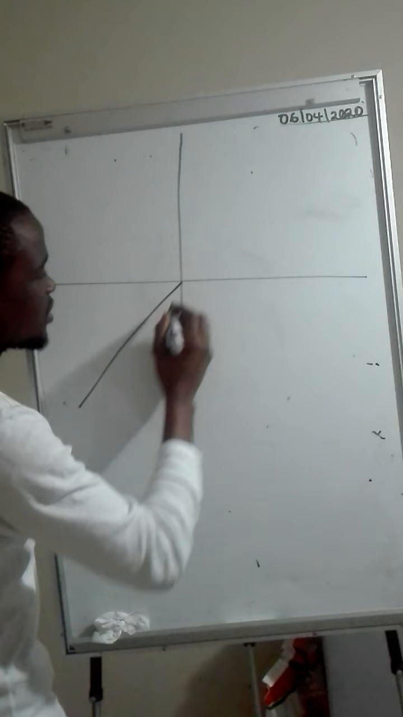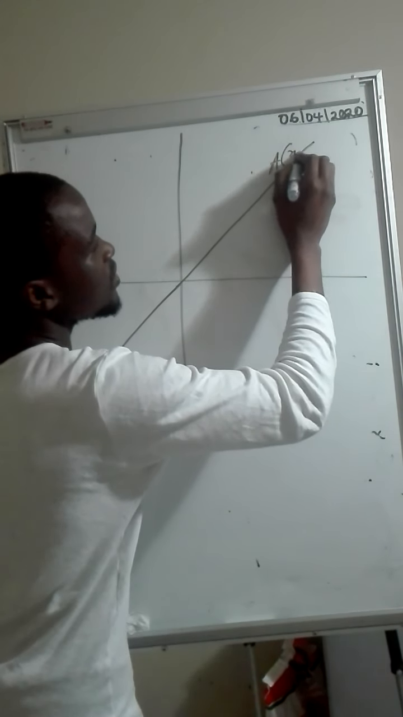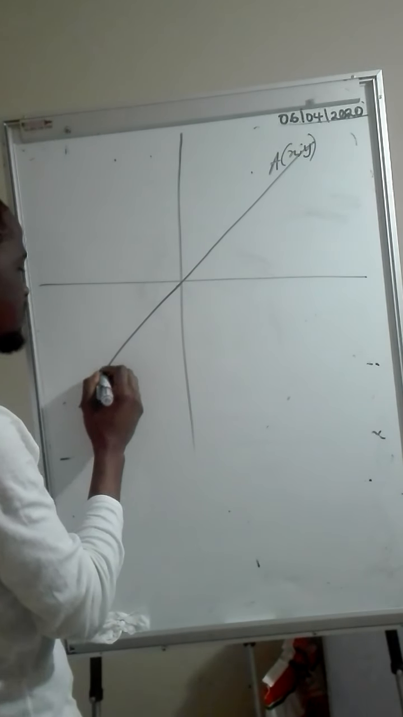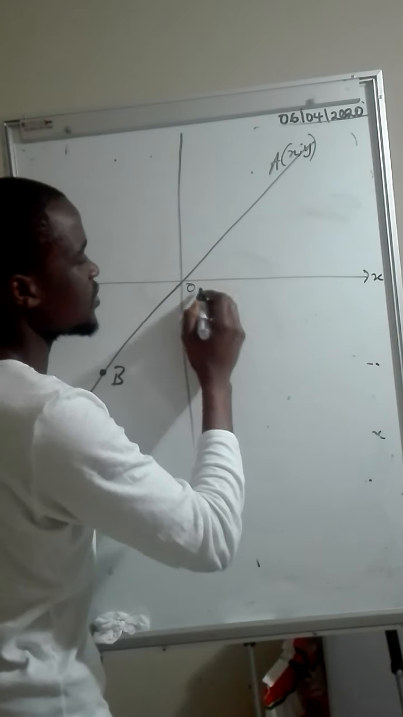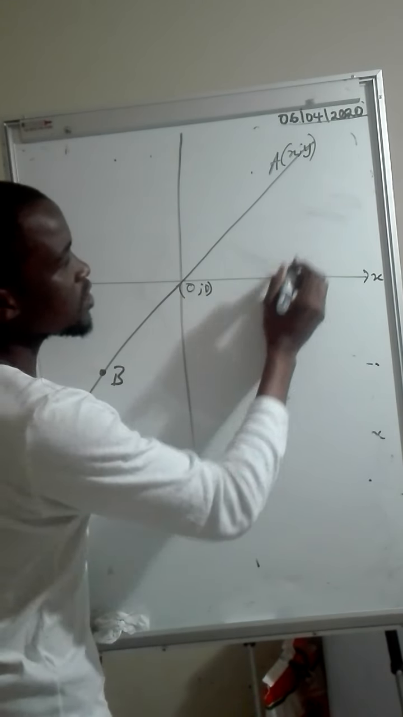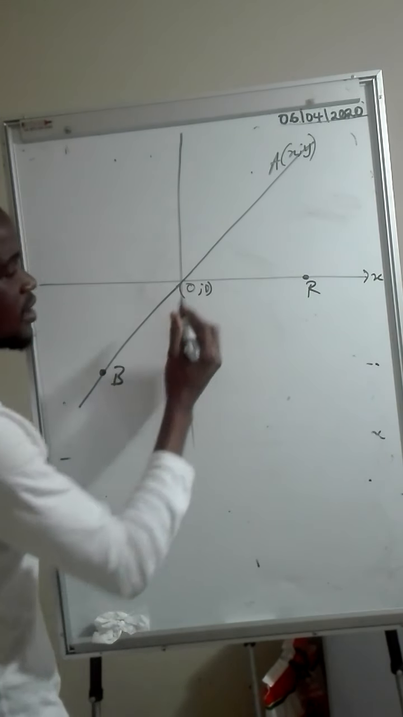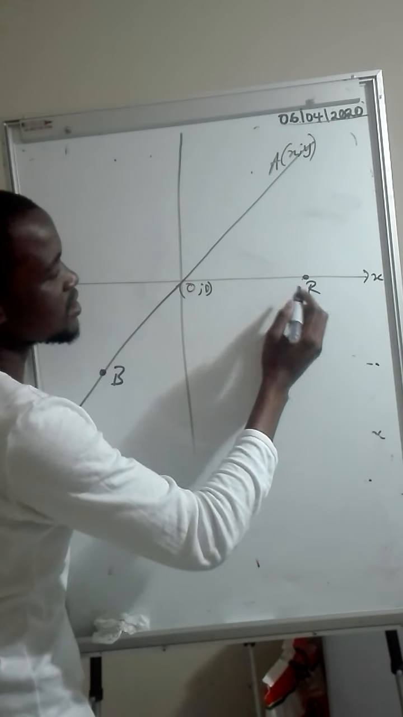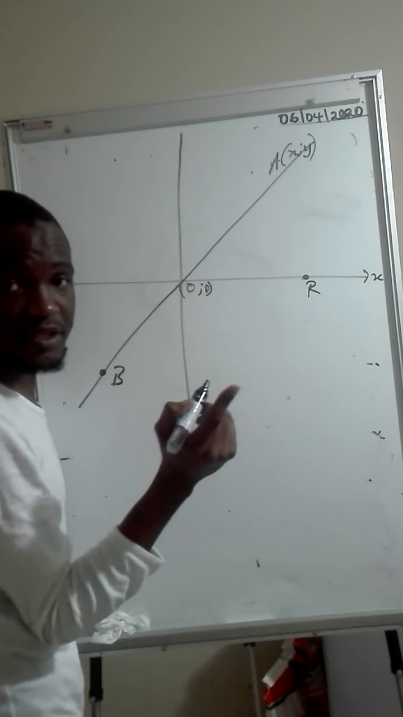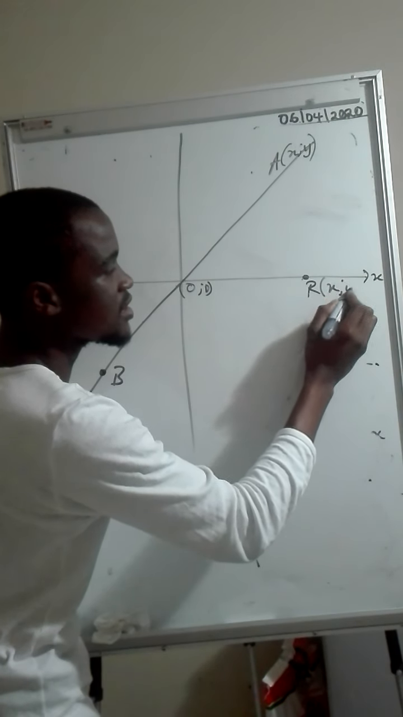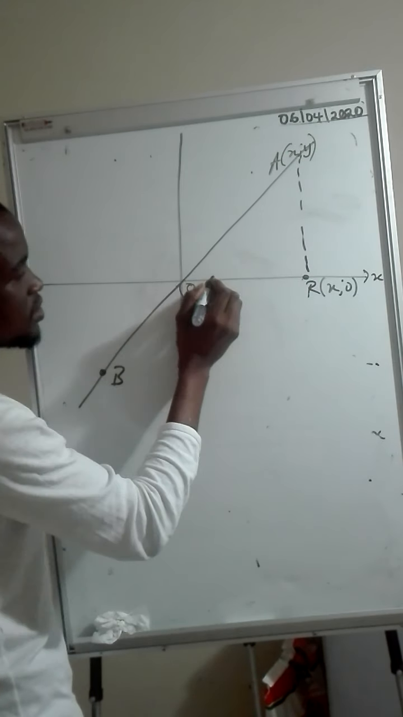So let's just draw a line that passes through our origin. I'll just show you. Let's say we have point A, which is x, y. Then we have point B. I won't give the coordinates. So we know the origin is 0, 0. I'll put a point here, point R, whereby the x value of A and R are the same. So here is also x. I'll join this line. Then I'll say the angle of inclination of line AB is theta.